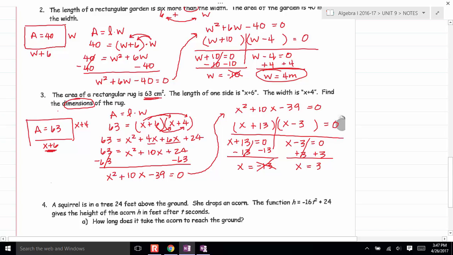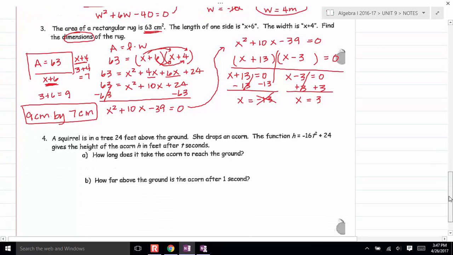So if we were to replace the x in the x plus 6 with a 3, we would get 3 plus 6, which is equal to 9. And then here on the side that's the width where you have x plus 4, you would have 3 plus 4, which would give you 7. So your dimensions for this rectangle would be 9 centimeters by 7 centimeters. And then just to double check, 9 times 7 obviously gives us 63, so it makes sense in terms of what they gave us in the original problem.